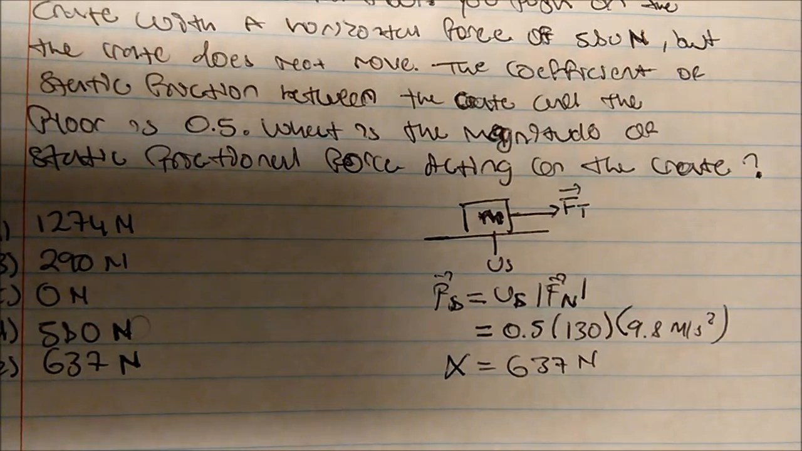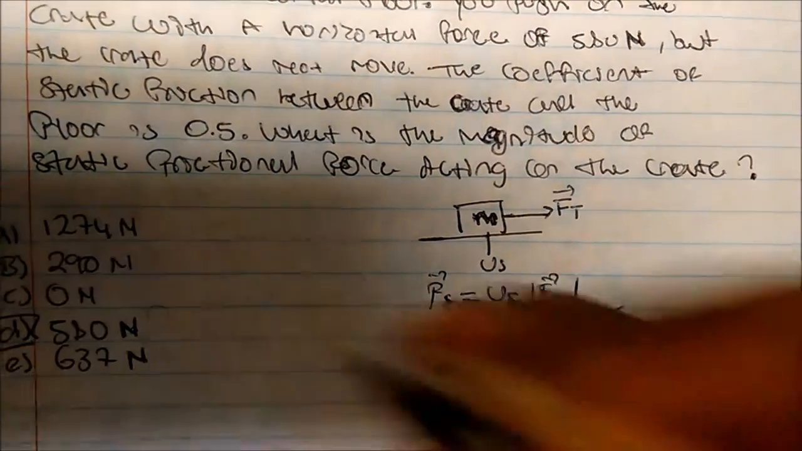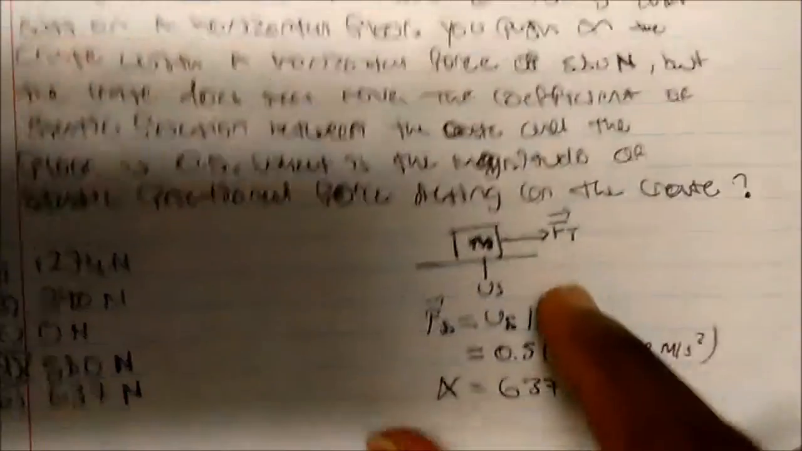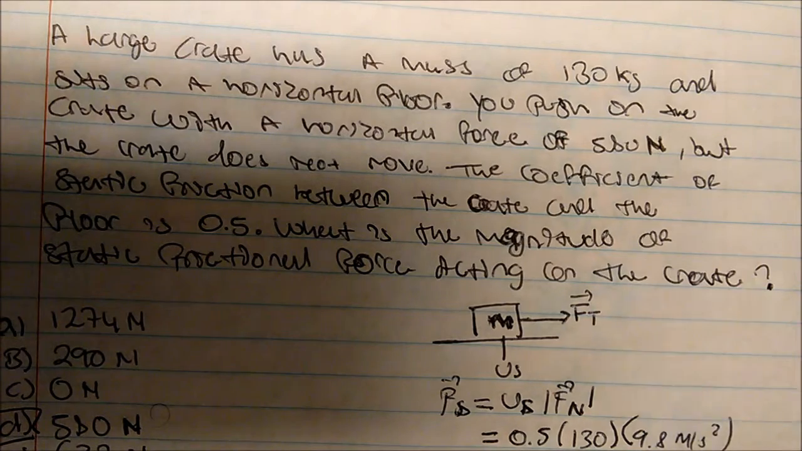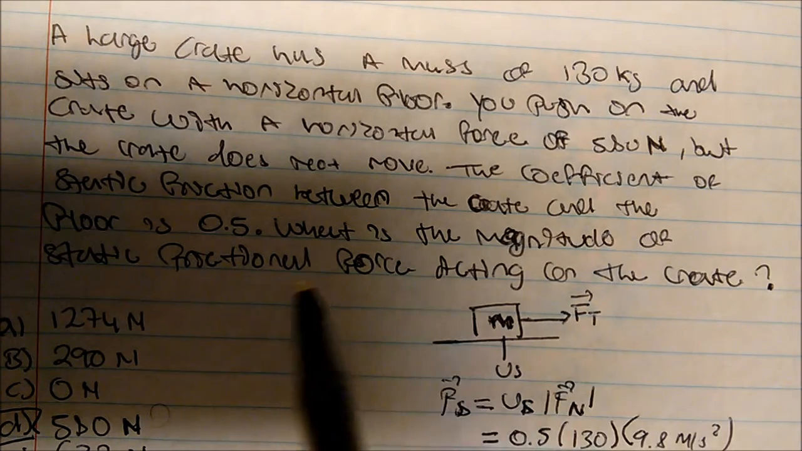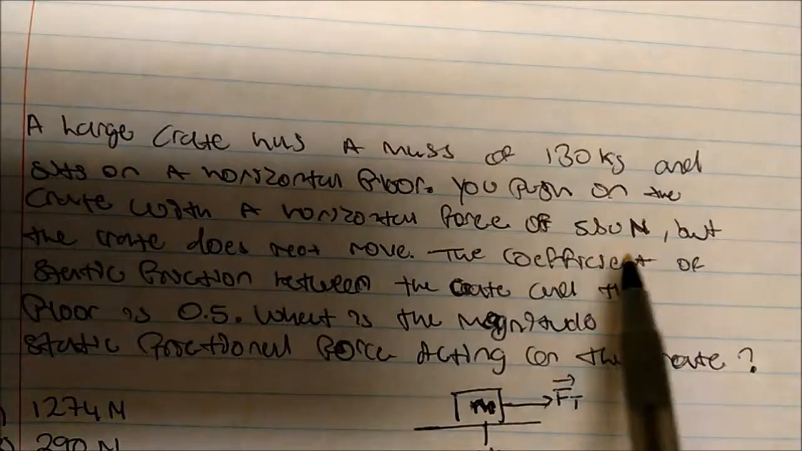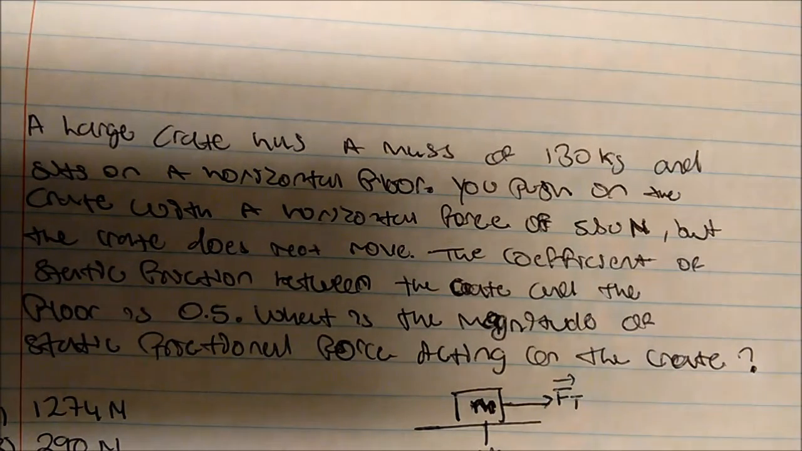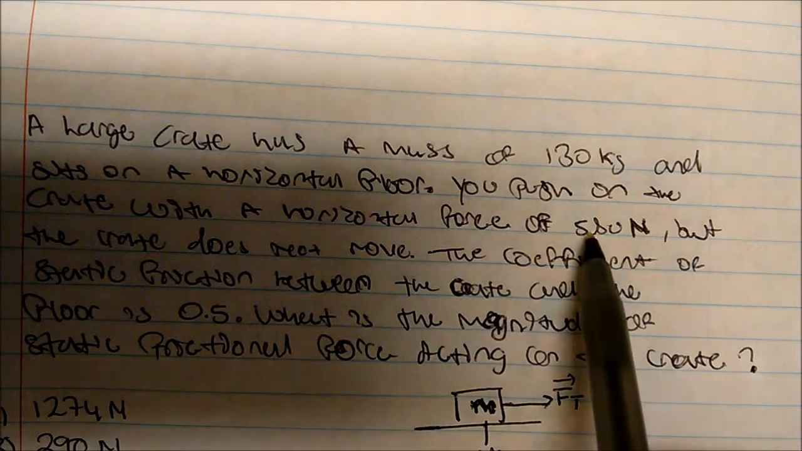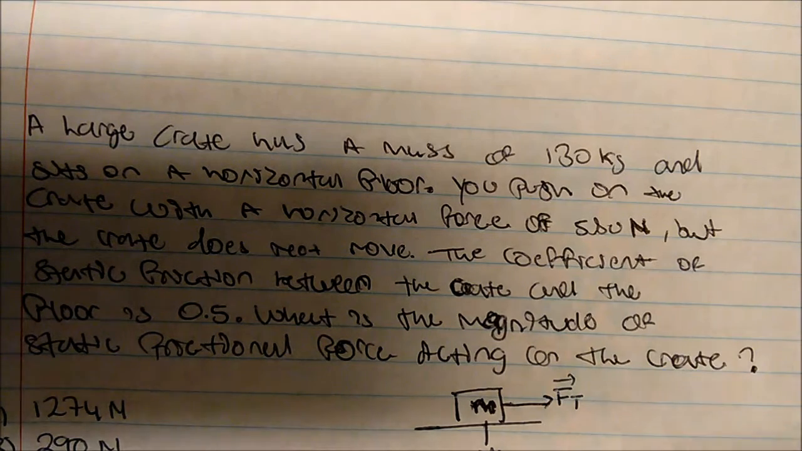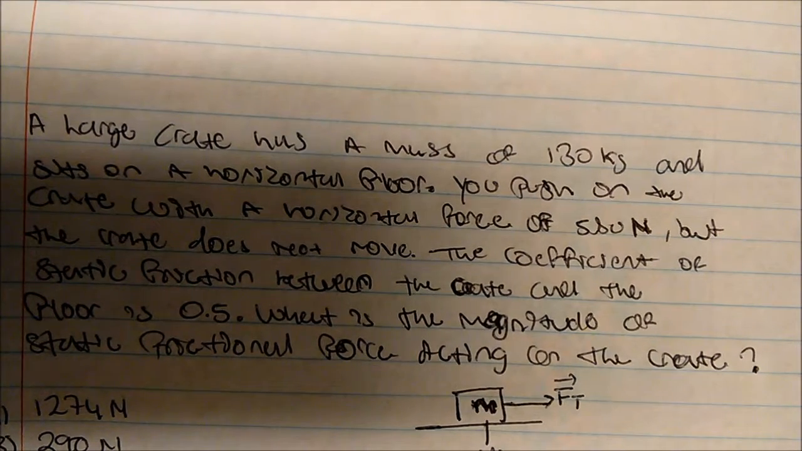The actual answer is D, 580. And here's the idea I was trying to bring across. The static frictional force will only do equal and opposite, just enough to keep the block from moving. So if you're applying a force of 580 newtons, static friction will do only enough to equal that force, which will be 580 newtons. That's the point I was trying to bring across.